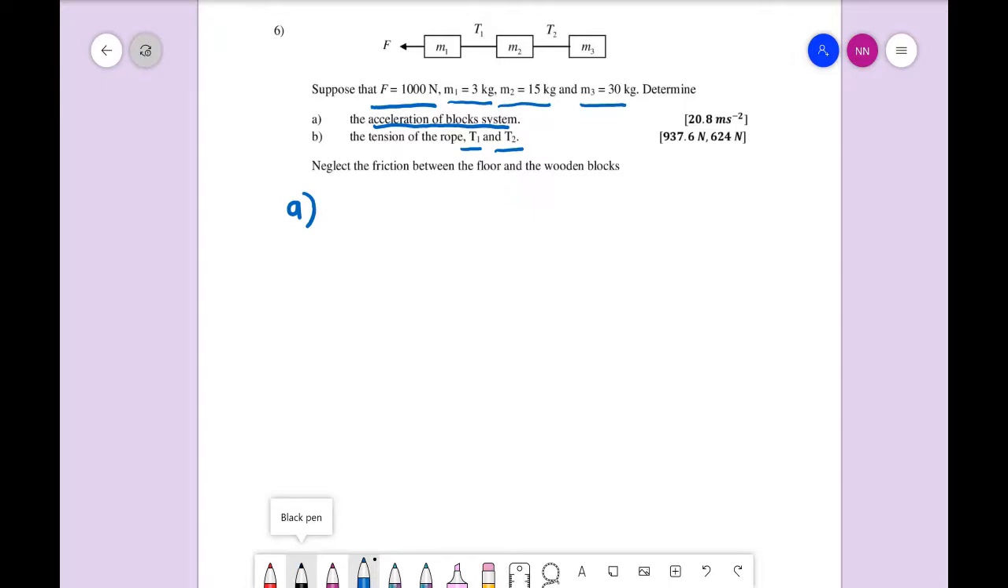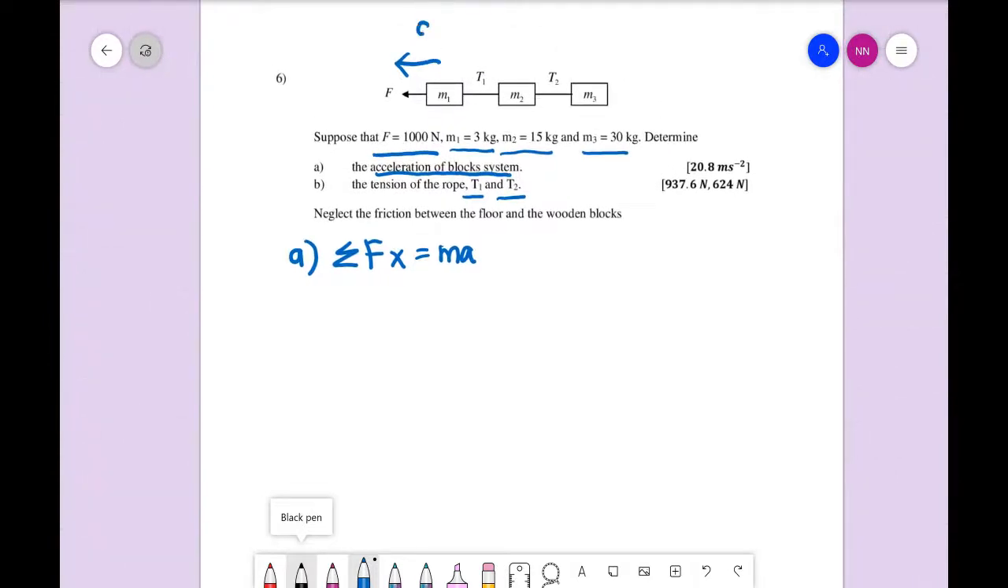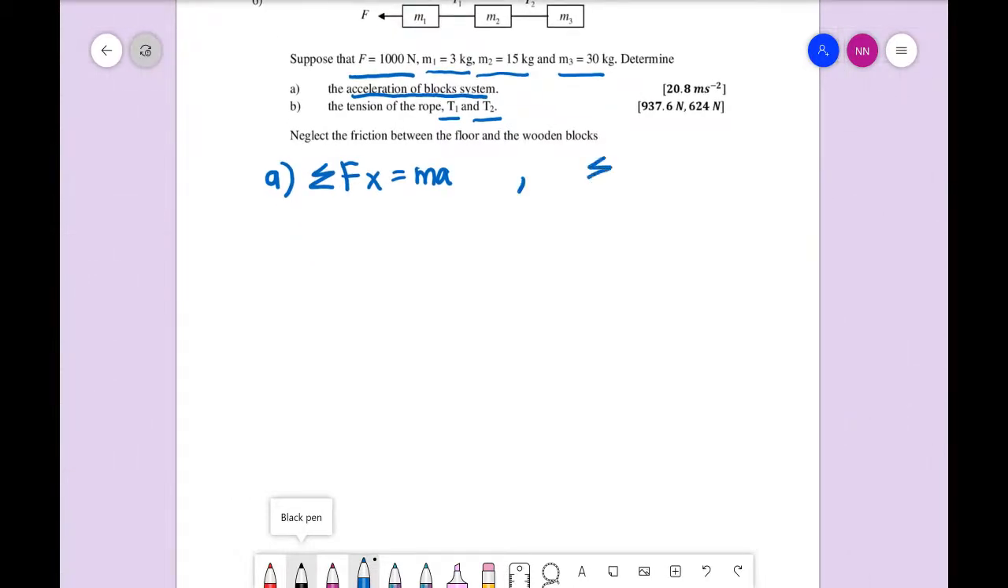Okay, that means this block system accelerates. So we have to use Newton's law, net force X equals ma, because it accelerates in the X component. It is pulled by force F to the left, that means the acceleration is to the left, and it is in the X component. For the Y component, it is in equilibrium. It doesn't move in the Y component.